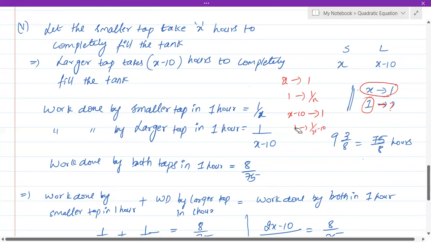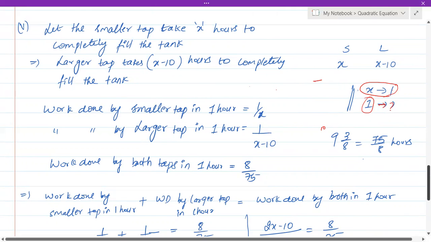The same thing for the taps together. Together, let me take it as t, they are doing the job in 75 by 8 hours. In 75 by 8 hours, they're filling the tank, which means they have done the job. So what will be the job done by them in 1 hour? It will be equal to the reciprocal, so 8 by 75. That's what we have used, and it's very obvious.